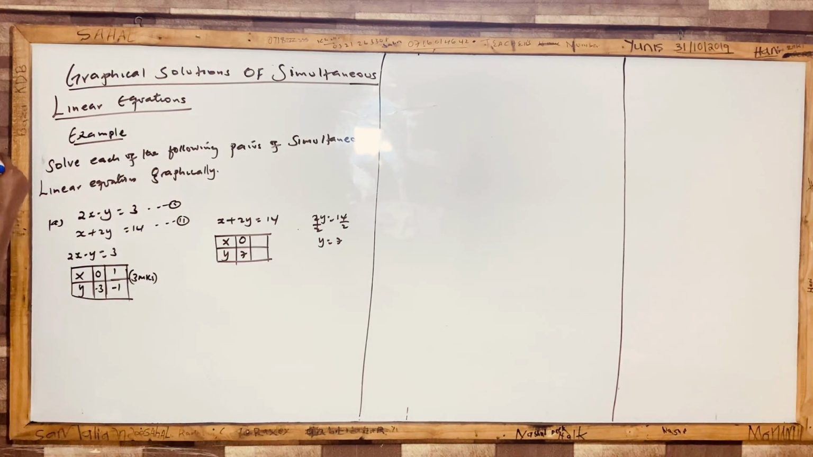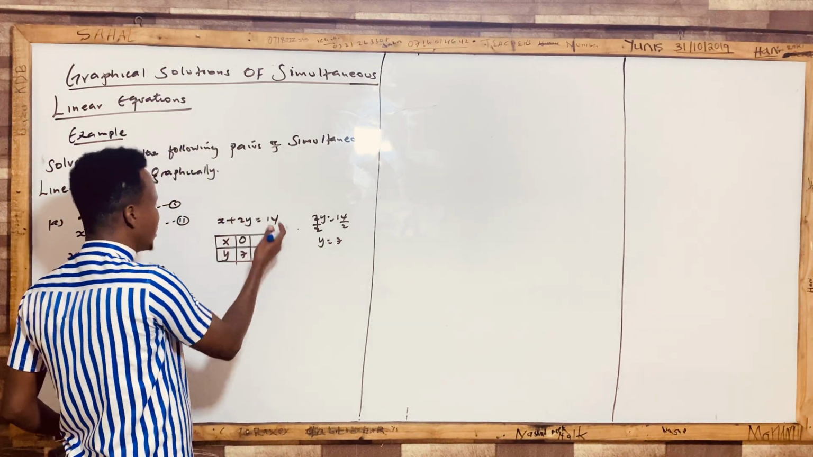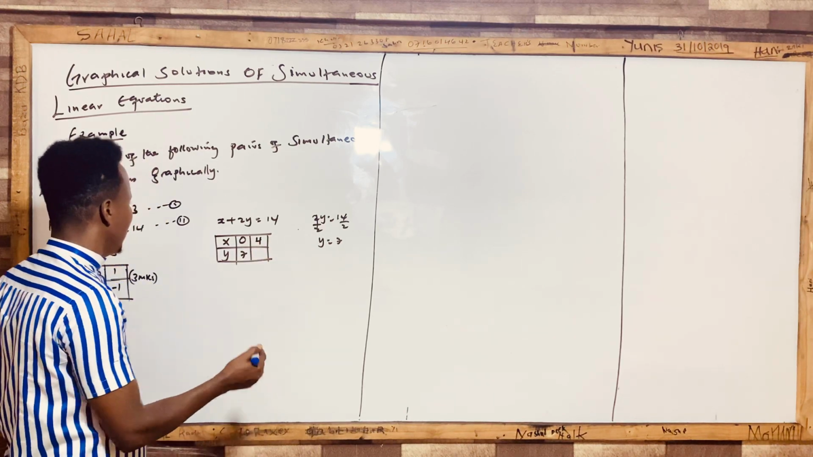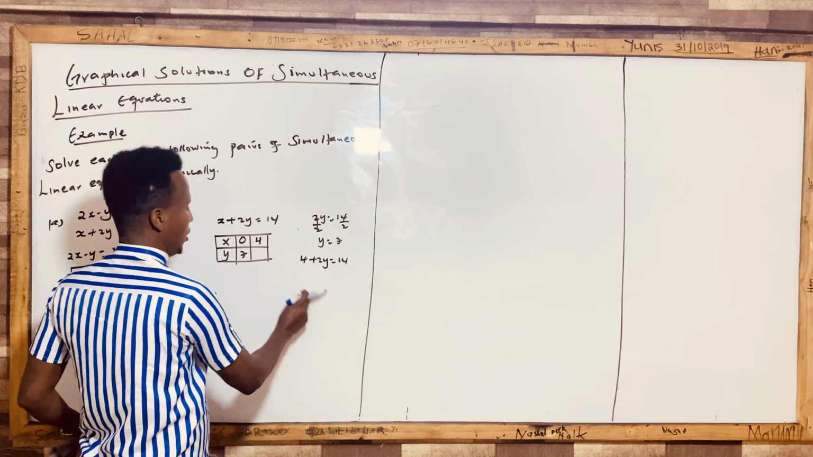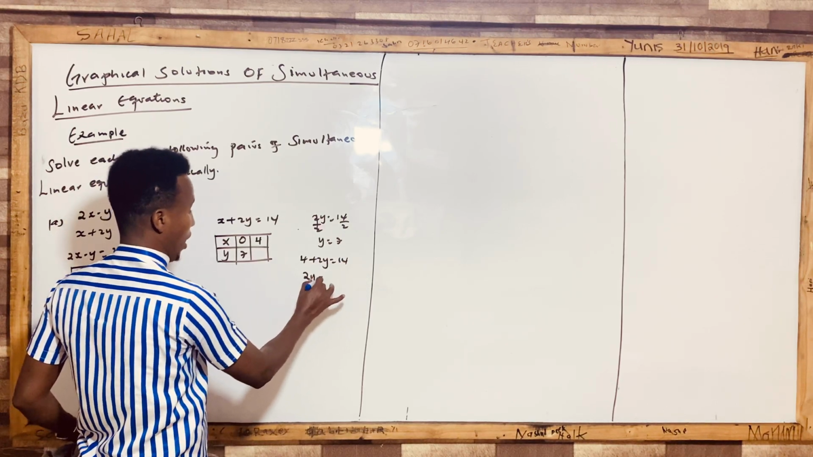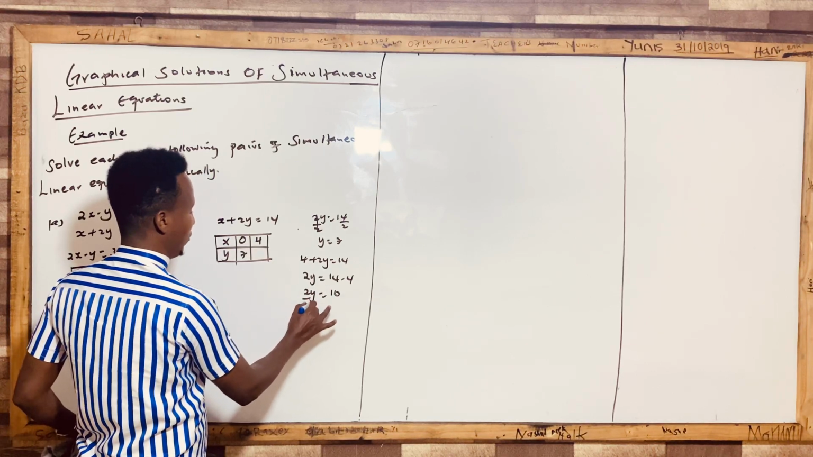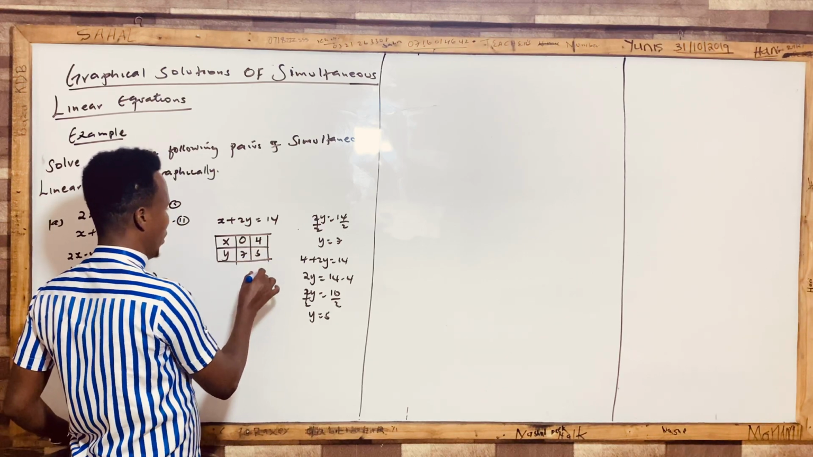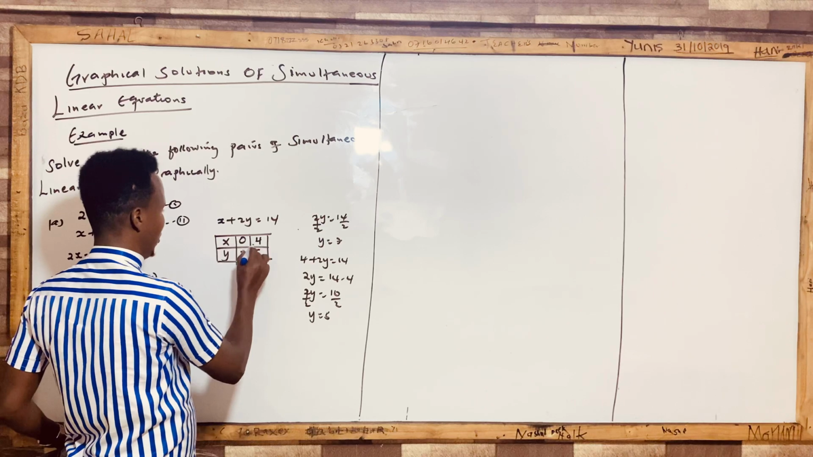What about when x is 4? Take any value. Let's say, take x as 4. So we will say 4 plus 2y is equal to 14. Take this 4 to the other side. So it will be 2y is equal to 14 minus 4. 2y is equal to 10. Divide both sides by 2. So y is 5.